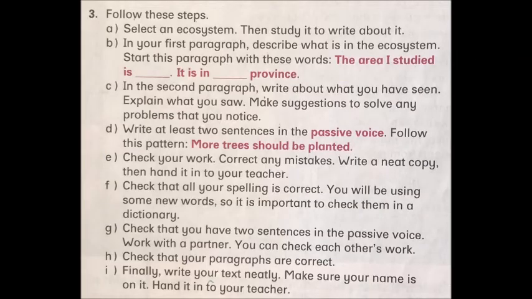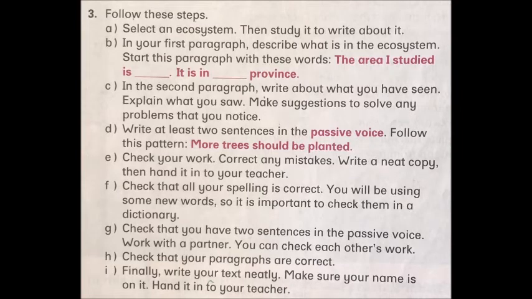If you look at follow the steps, it says firstly select an ecosystem, then study it to write about it. Now I'm going to give you a worksheet that you need to sit with when you observe your specific ecosystem. And then it just describes to you, in your first paragraph, describe what is in the ecosystem. So we said we're going to focus on see, hear, touch and smell. Then you can start the paragraph with the area I studied is in, and then the province. So that's also how you must start your first paragraph: the town, and then later the province.